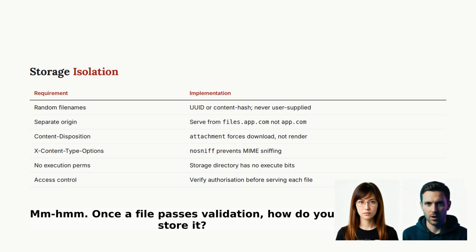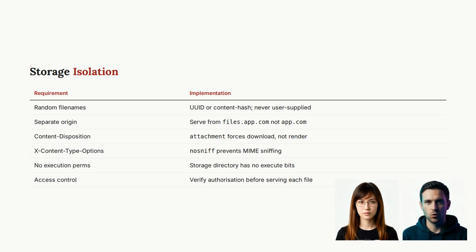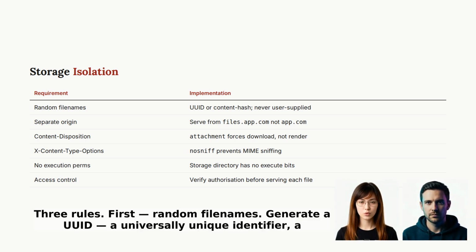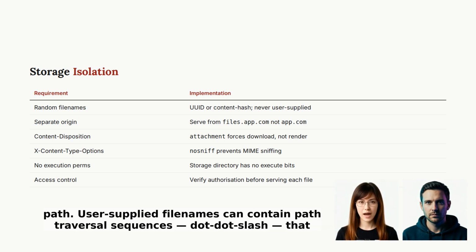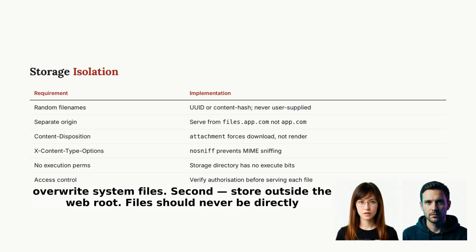Once a file passes validation, how do you store it? Three rules. First, random file names. Generate a UUID, a universally unique identifier, a long random string, or a content hash. Never use the user-supplied file name in your file system path. User-supplied file names can contain path traversal sequences, ../, that overwrite system files.